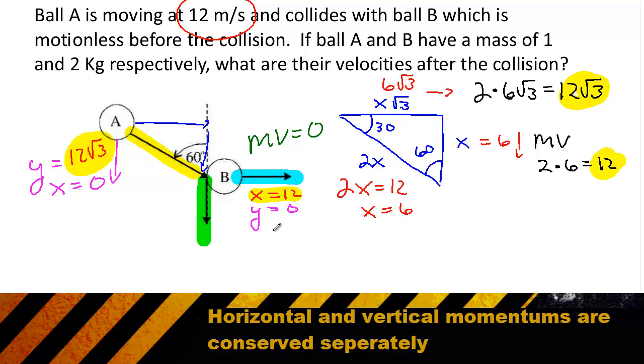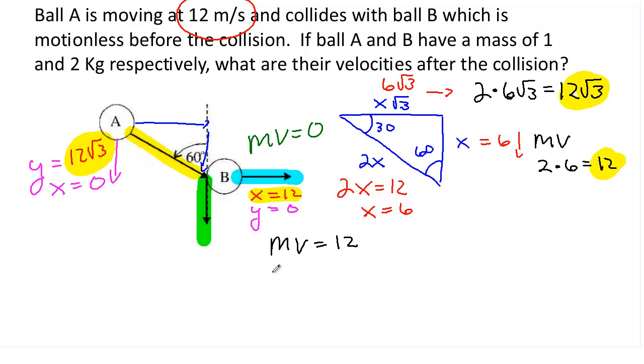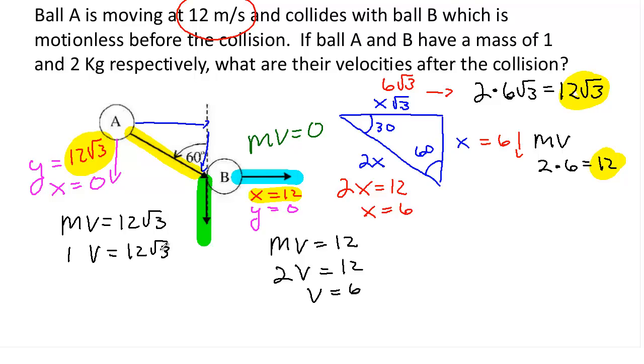If we want to go one step further and calculate the actual velocities of each ball, we simply use our momentum equation. In ball B, we know the mass times the velocity to the right is equal to 12. According to the question, ball B has a mass of 2, so its velocity must be 6. Ball A, same situation. Mass times velocity is equal to 12 root 3. Our mass is 1, so simply velocity is equal to 12 root 3 in the downward direction.